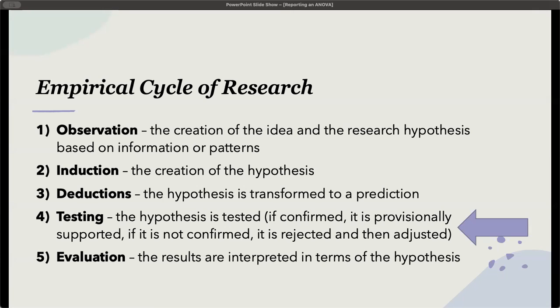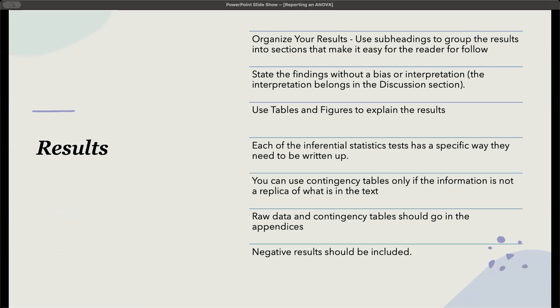Do remember, we do not interpret the results in the results section. We merely report all of the data or the results of the tests. When we want to interpret the data, that's going to be in the discussion section, which we will look at in a different video. So when we write our results section, remember to organize your results. Use subheadings to group the results into sections to make it easier for the reader to follow. Also keep in mind you need to state the findings without bias or interpretation. Again, the interpretation goes in the discussion section.